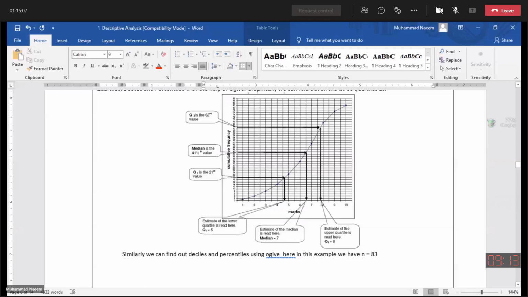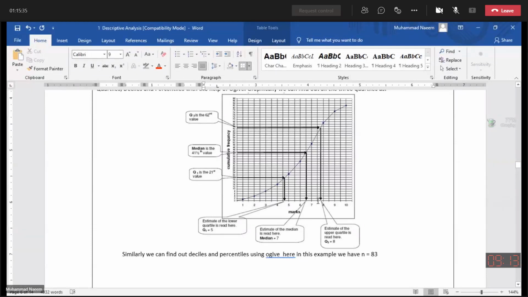Let's say we need to calculate D7. For D7, the ratio is 7n by 10. Trace out 7n by 10. If it is here, draw a parallel line, touching the curve, and drop a perpendicular on the x-axis. Here we will have the value of D7.